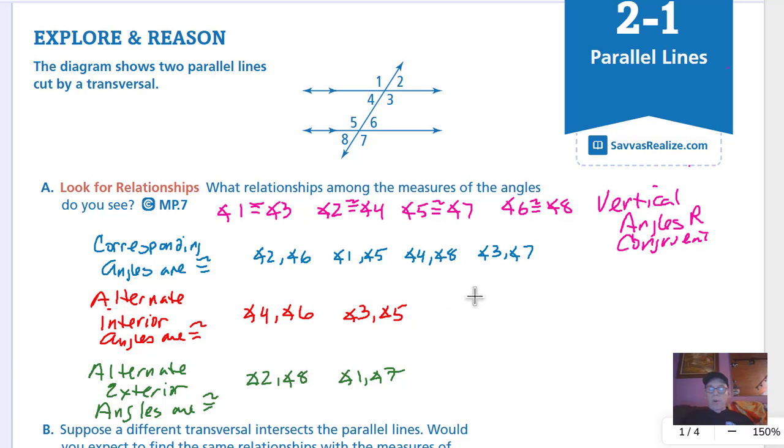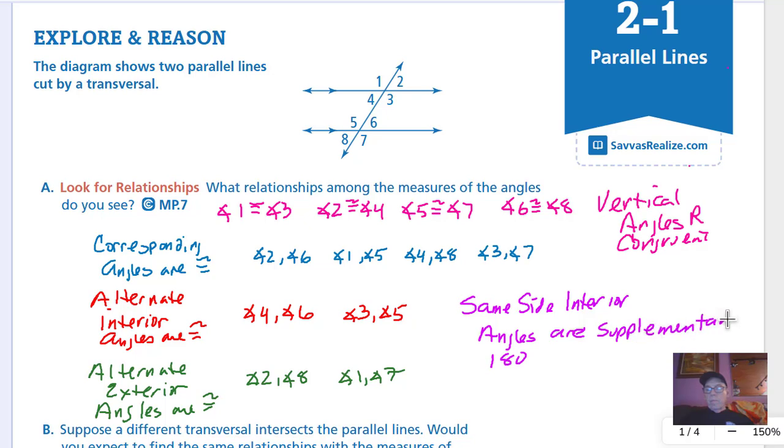And same side interior angles are supplementary, which means they add to 180. And so the pairs we have there are angle 4 and angle 6, and angle 3 and angle 5.